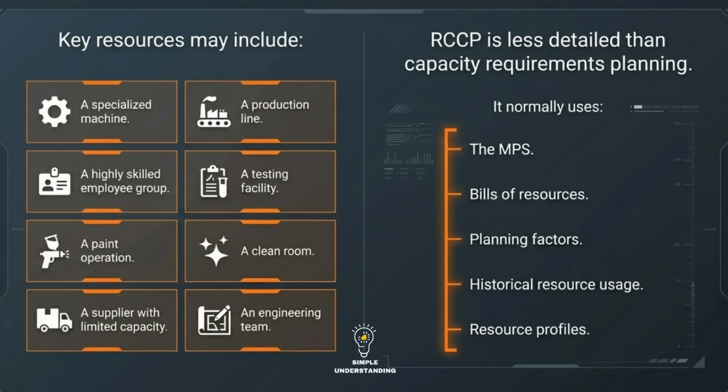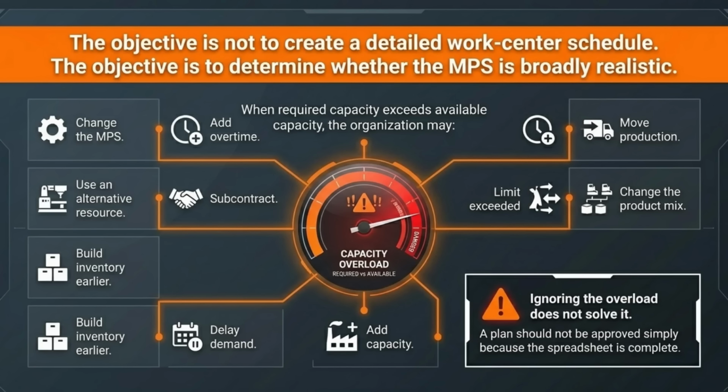RCCP is less detailed than capacity requirements planning. It normally uses the MPS, bills of resources, planning factors, historical resource usage, resource profiles. The objective is not to create a detailed work center schedule. The objective is to determine whether the MPS is broadly realistic.